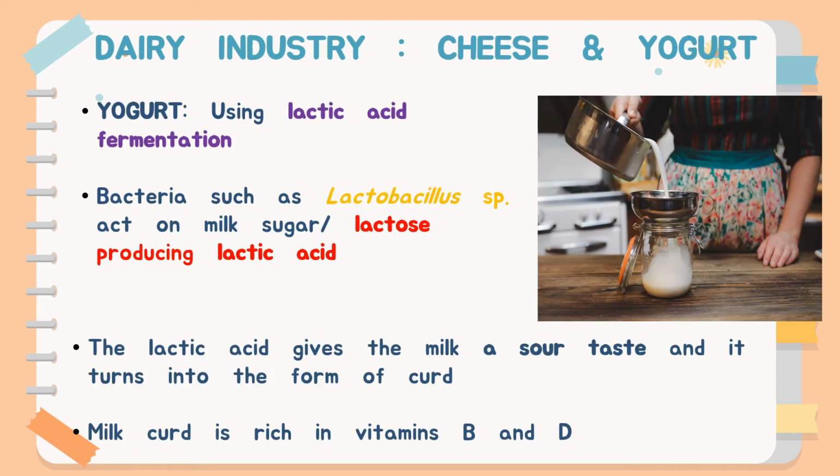The third importance is the dairy industry, making cheese and yogurt. Yogurt making uses lactic acid fermentation. Bacteria such as Lactobacillus species act on milk sugar, lactose, to produce lactic acid. Lactic acid gives the milk a sour taste, and it turns into the form of curd. Milk curd is rich in vitamin D and B.